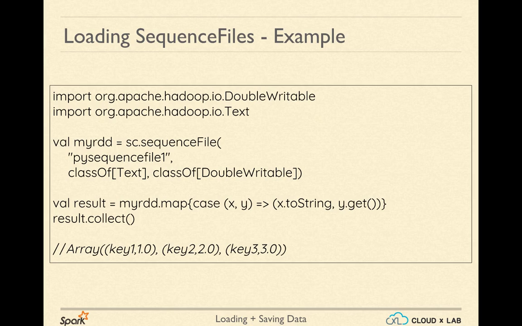Once loaded, we can use the transformations and actions as usual. In our case, we simply are converting the values into primitive types from Hadoop's data types. You can see that the result of collect is the same as the input values in the previous example.